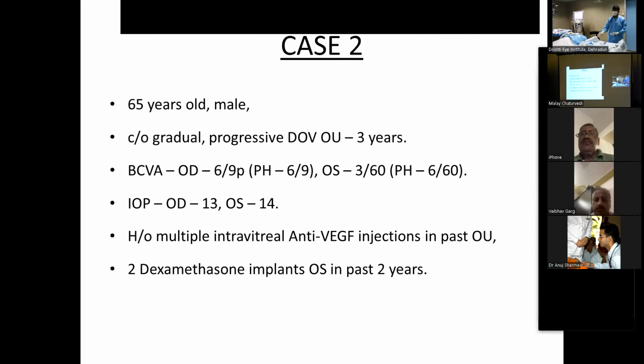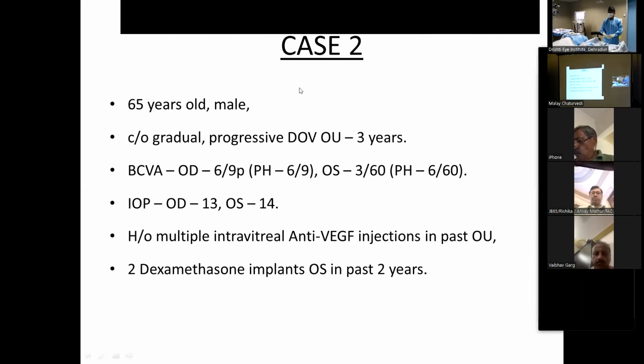The second case is a 65 years old male. Yeah, sure. We can inject the first case and then we'll go back.